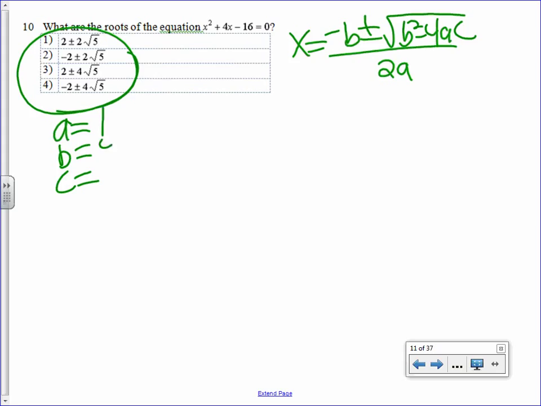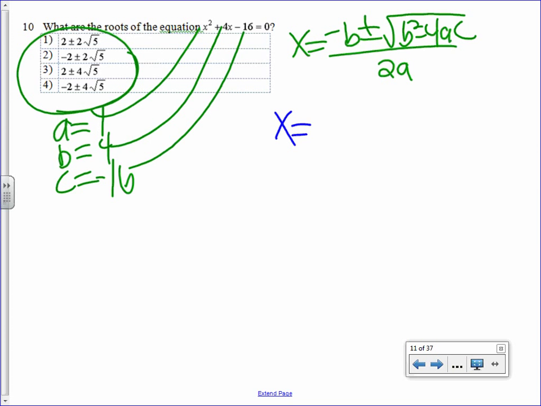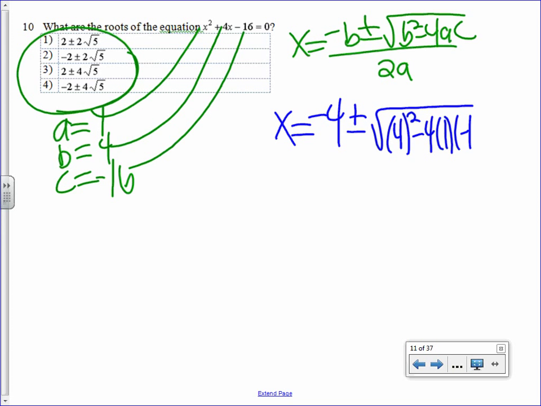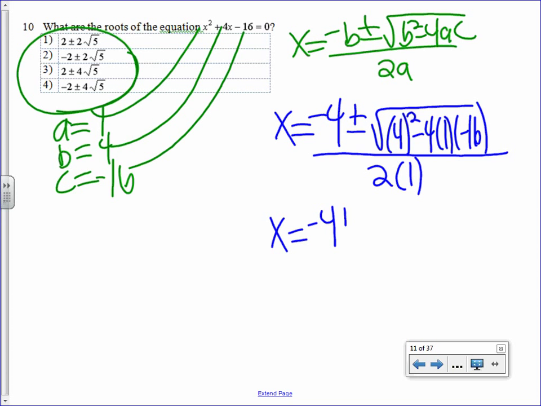A is 1, B is 4, C is negative 16. I get those from the equation. So x equals, if b is 4, negative b is negative 4. Negative b means change the sign. Positive becomes negative, negative becomes positive. Make sure you put these values in parentheses when you're substituting them in. Use the calculator to determine what's inside the radical. Don't type the radical in. Here you're going to get radical 80.